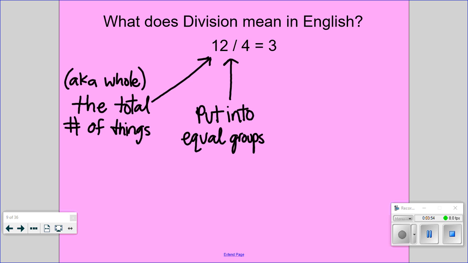Put into equal groups. That's what that division sign means. Someone said that before I started this. We know that. So you're drawing an arrow to your division symbol, and you are writing put into equal groups. That's what that division symbol means. So when you see division, you're going to know, okay, I'm splitting this number up into some groups.